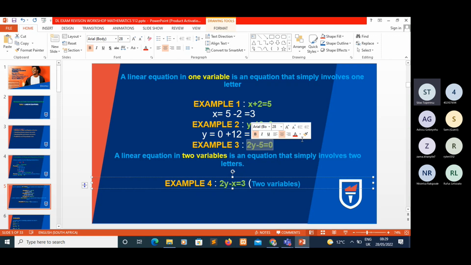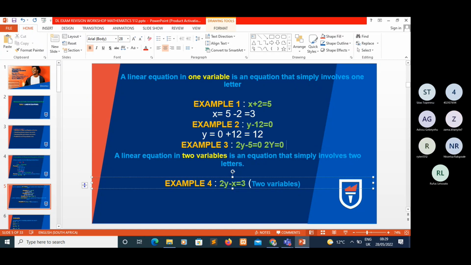You can do the same actually, which means here you can also jump. When you jump this one, you're going to have 2y. 2y is equal to what? 2y is equal to 0 plus 5, because this 5 is a negative. When it's jumped to the other side, it's going to be plus, which means it's going to be plus what? Plus 5. So now you have got 2y is equal to 0 plus 5. 0 plus 5 is simply going to get 5.